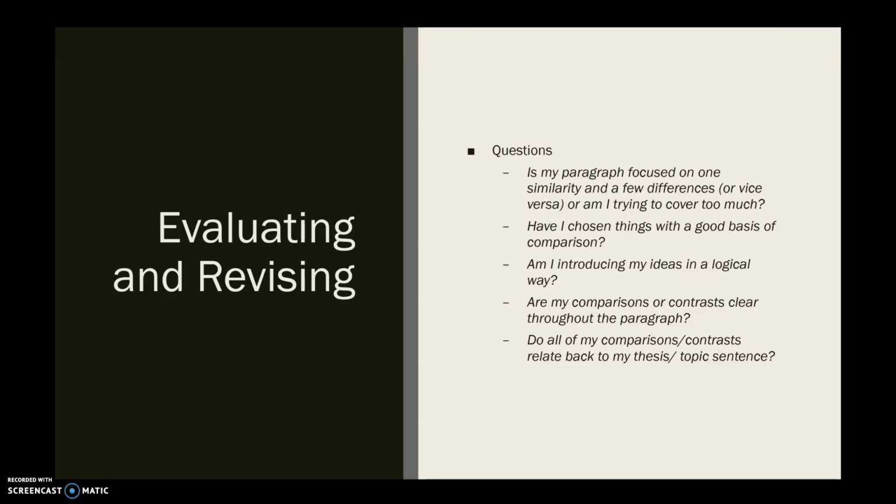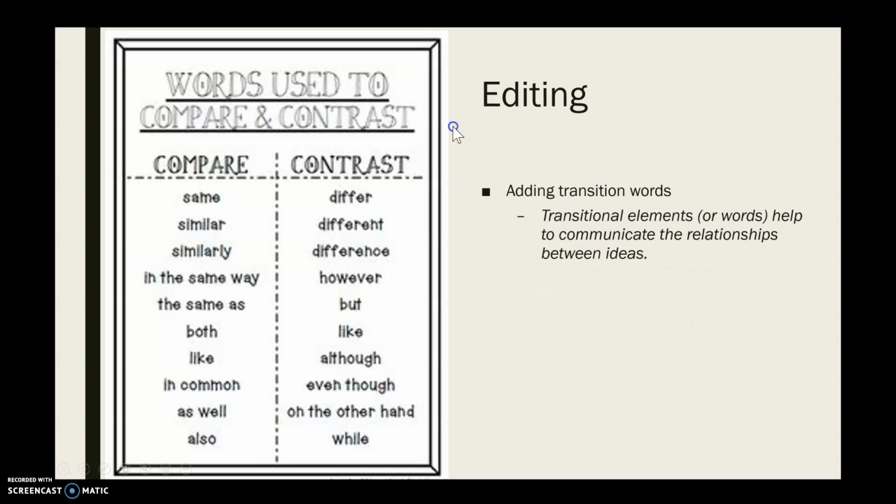Am I introducing my ideas in a logical way? Are my comparisons or contrasts clear throughout the paragraph? So does the reader know when I'm talking about object A versus object B? Is the comparison and contrast between the two clear? And do all of my comparisons and contrasts relate back to my thesis or topic sentence?